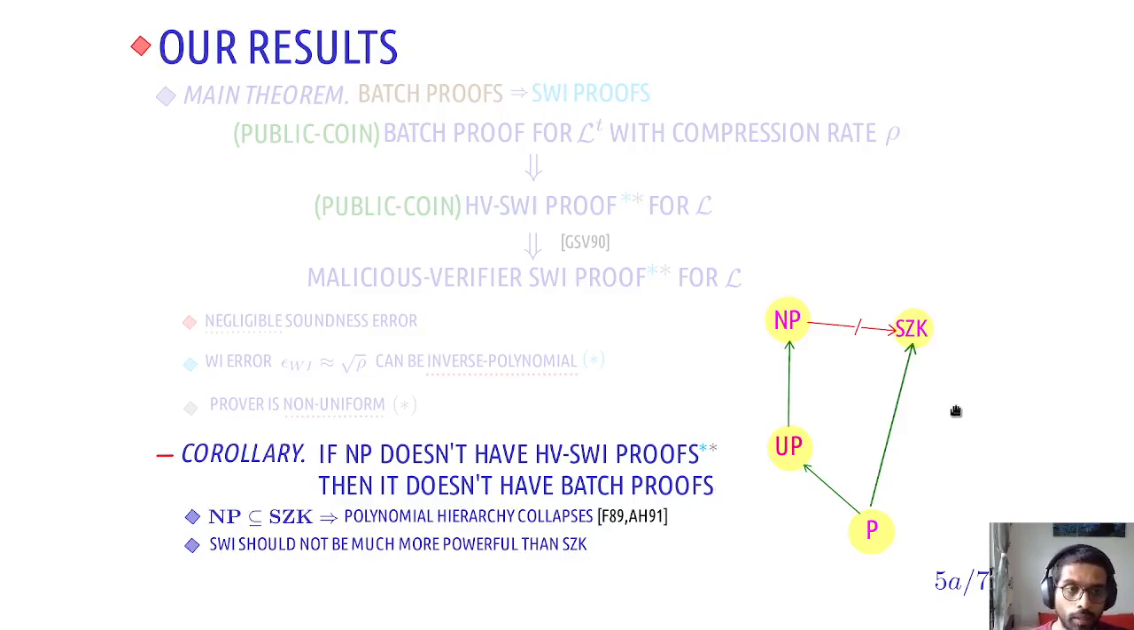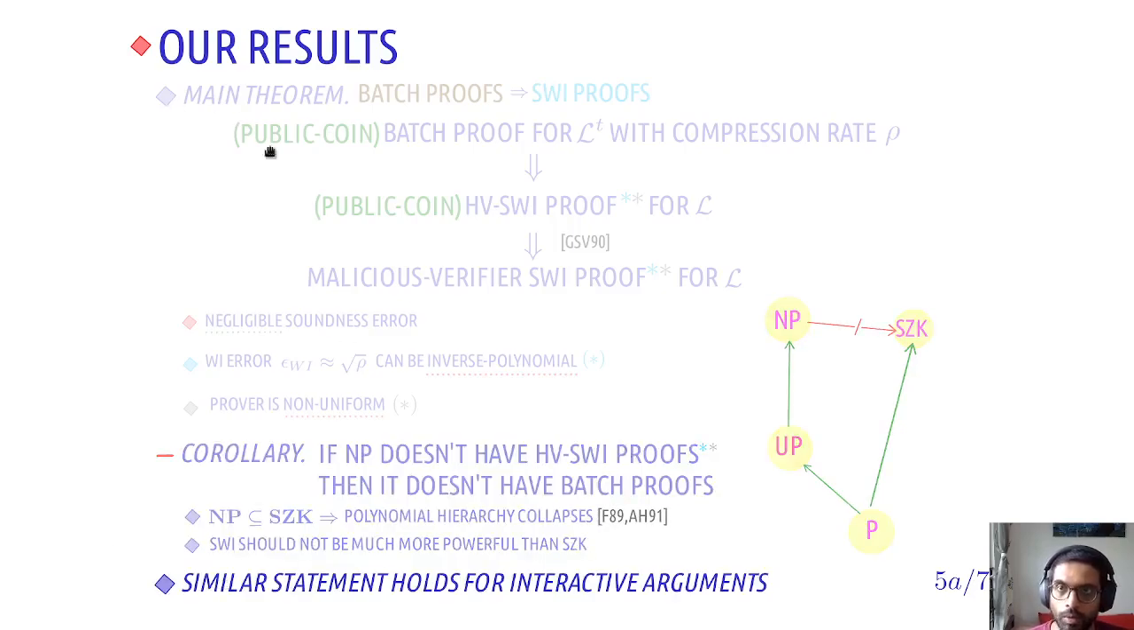Recall that SZK is the set of languages that have statistical zero knowledge protocols. So this is a stronger notion of hiding. It was shown by Fortnow and Aiello-Håstad that if NP is contained in SZK, then the polynomial hierarchy collapses. So it's unlikely that NP is contained in SZK. And we believe that SWI should not be more powerful than SZK, so we expect a similar collapse to happen.